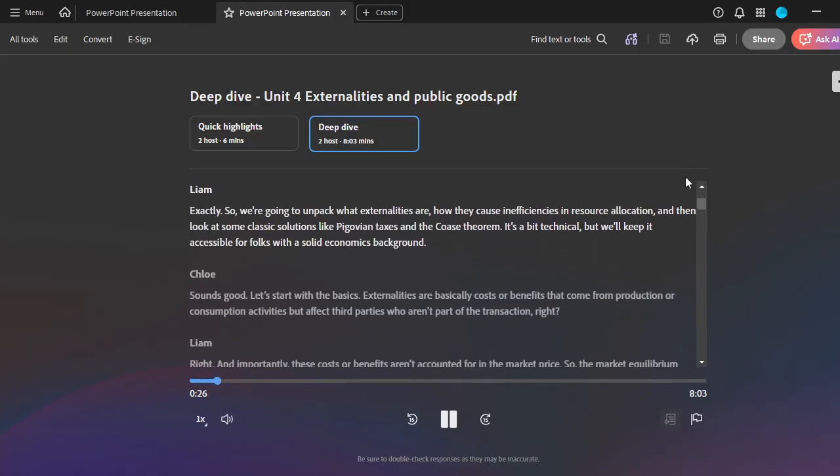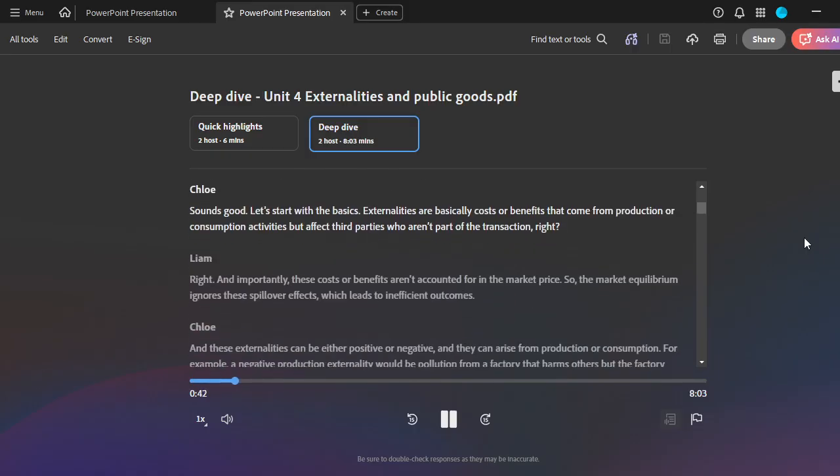Exactly. So, we're going to unpack what externalities are, how they cause inefficiencies in resource allocation, and then look at some classic solutions like Pigovian taxes and the Coase theorem. It's a bit technical, but we'll keep it accessible for folks with a solid economics background. Sounds good. Let's start with the basics.